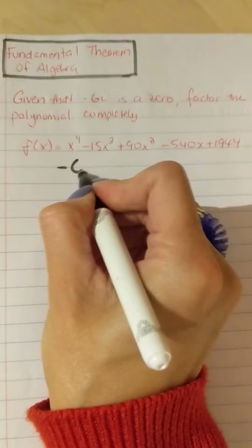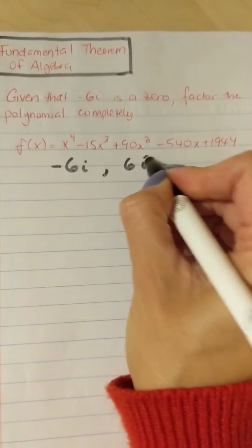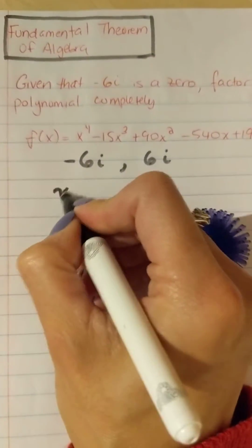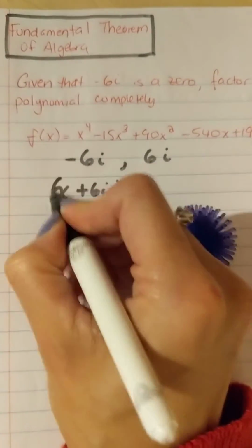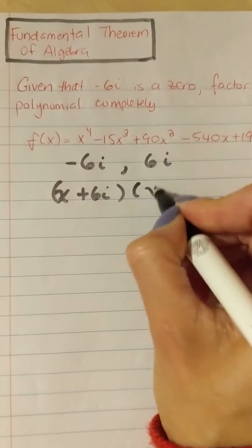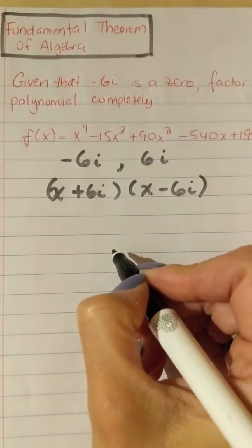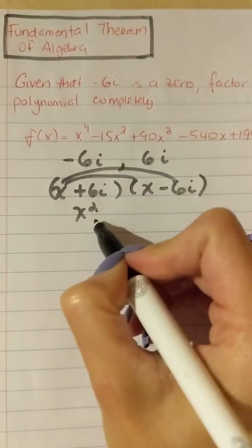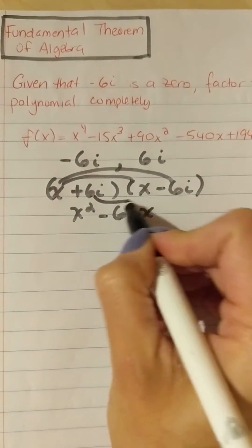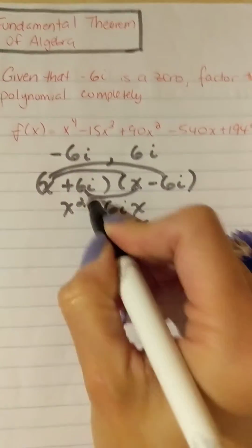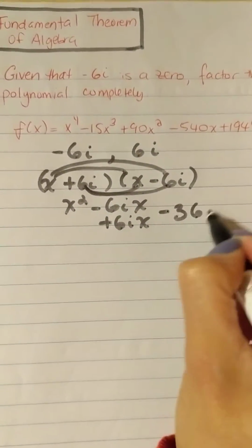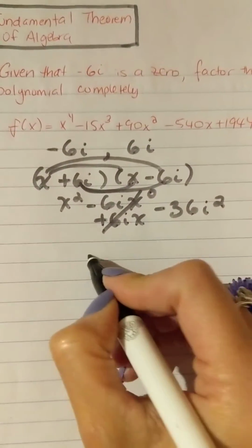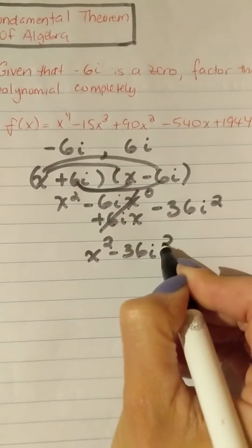So given that, we can construct a quadratic that will divide into f of x. If negative 6i is a zero, then by necessity x plus 6i is a factor of my polynomial. And if 6i is a zero, then x minus 6i is a factor. If I distribute all of my terms, I will come out with the following quadratic. First, I see that the middle terms are going to sum to 0, and then I notice that I have x squared minus 36i squared remaining.